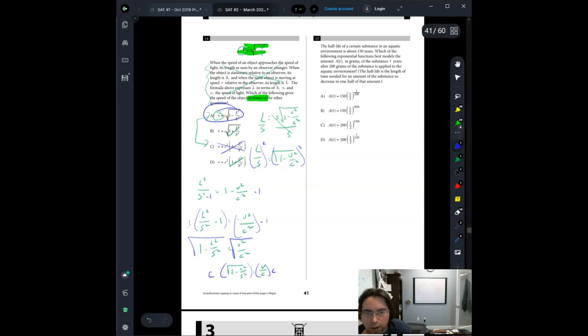So, okay, let's look at number 15. We see it's an exponential. You kind of see these problems here. Y equals A to the X to the B power. So we know we're talking about exponential here. It says the half-life of a certain substance in an aquatic environment is 150 years. That's the half-life, is 150 years. Which of the following exponential functions best models the amount in grams of substance T years after 200 grams of substance is applied to the aquatic environment?